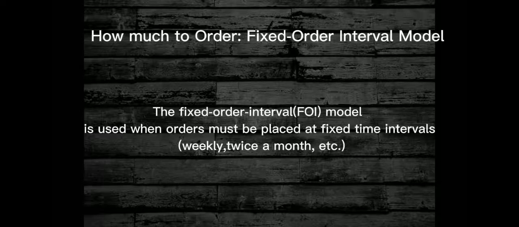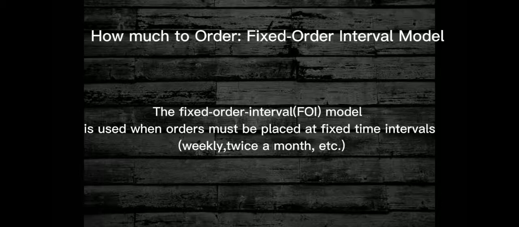The fixed order interval model is also known as the FOI model. It is used when orders must be placed at fixed time intervals. It may be weekly, twice a month, and so on. So the timing of orders is set. The question is then, at each order point, how much to order. Fixed interval ordering systems are widely used by retail businesses.